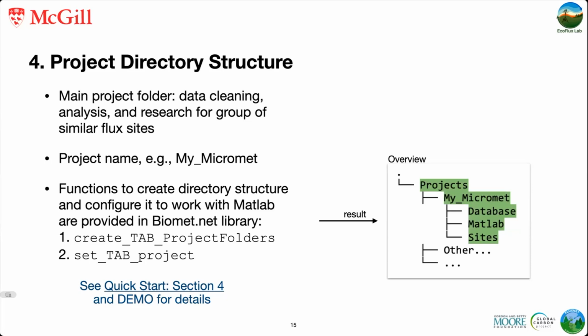Okay, so we now get into the setup. First of all, you're going to need a main project folder, and this will encompass data cleaning and analysis for a particular flux site or group of similar sites. And you give this project folder a relevant name, related to your project or sites as a whole. And then the functions to create the directory structure needed and to configure this structure to work with Matlab are provided for you in the biomet.net library that you will download if you didn't already.